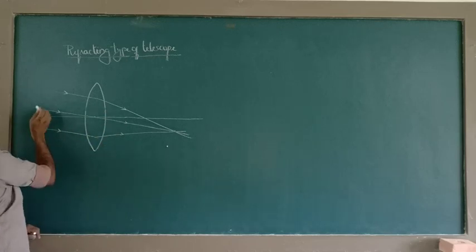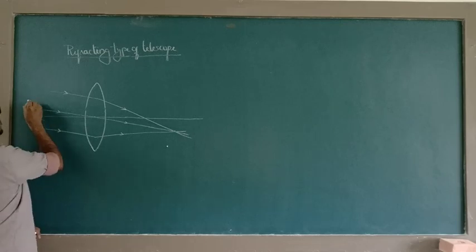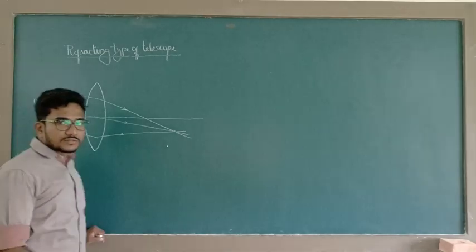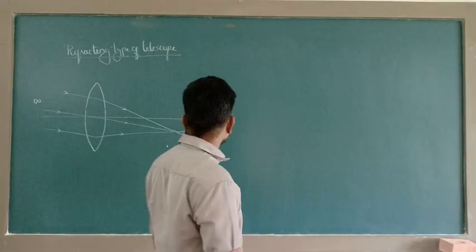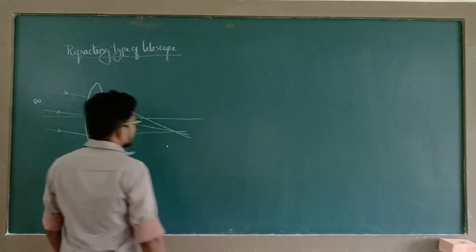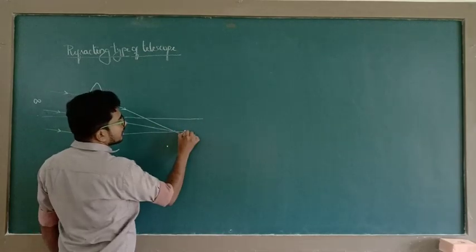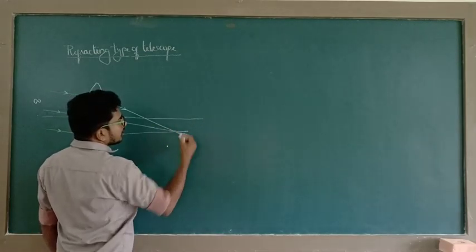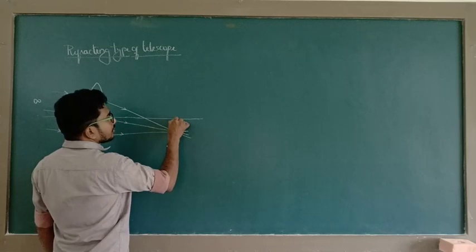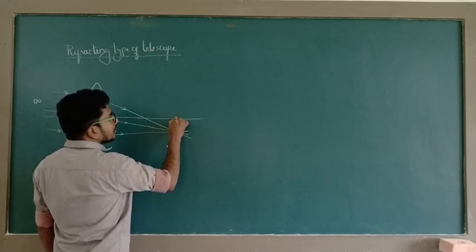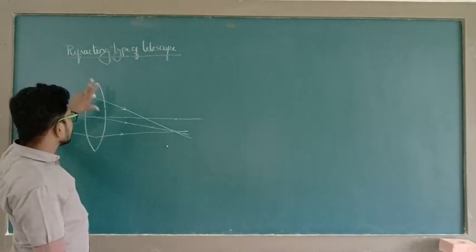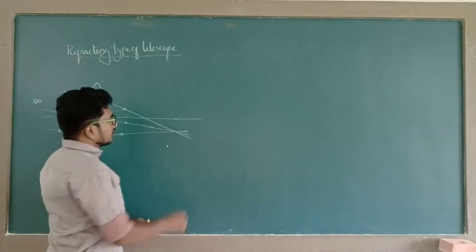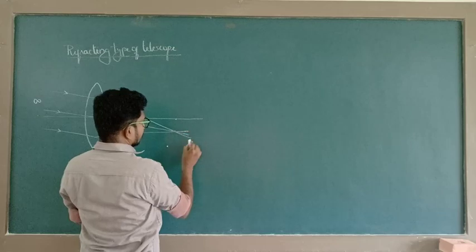So these light rays are from the object. That object lies at infinite distance. So this pointer represents the principal focus of the objective lens. This is our objective lens, eye lens.